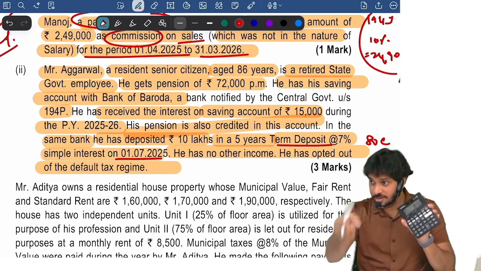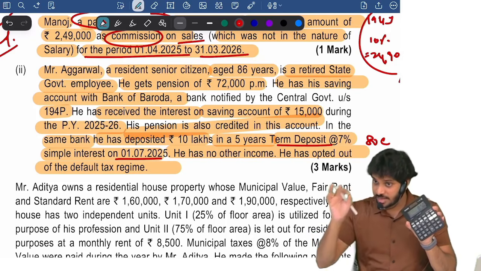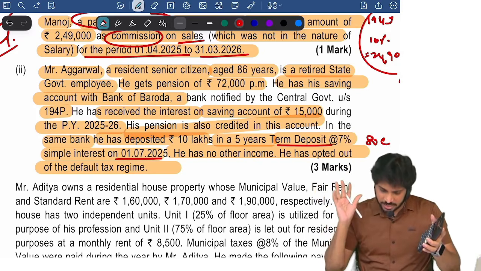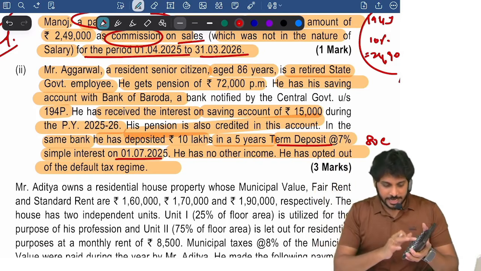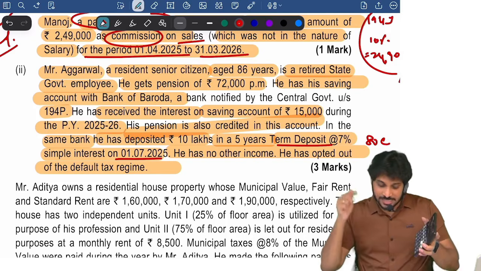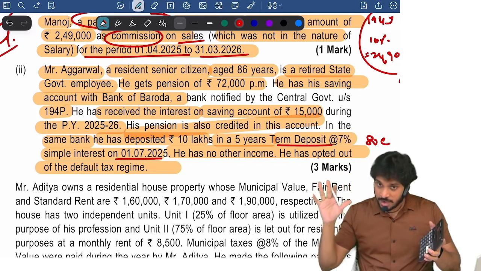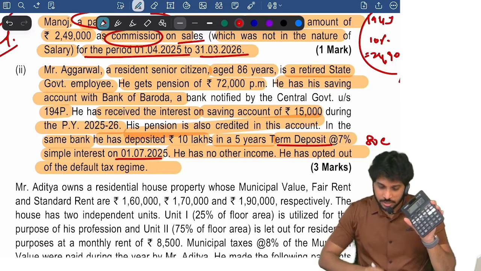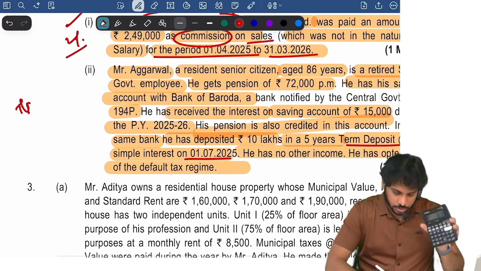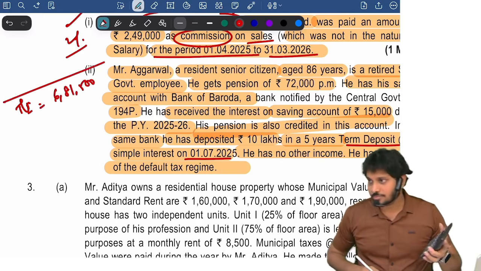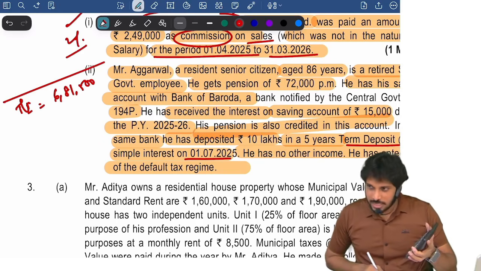Remember, he does not have any other income, and that's a specified bank. He is a specified senior citizen. Therefore, 194P can be applied. Yes or no? Now, 8,81,500, minus 80TTB 50,000, minus 80C for the 5-year term deposit he made, maximum 1,50,000. Therefore, his total income would be 6,81,500. You understood how I computed?